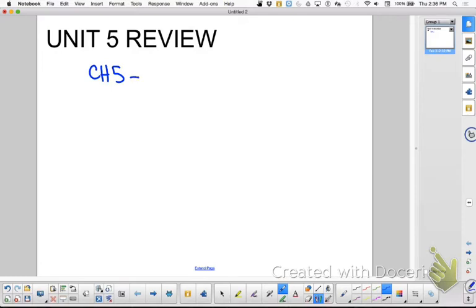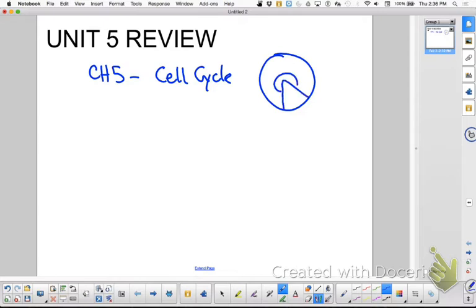Could you draw a cell cycle for me? Do you know how to do that? Here's my circle. Now what? G1, S, G2, what are those all part of? Interphase. Okay, so I would have this big piece of pie, and all of this would be interphase. And then interphase I could break into G1, S, and G2. Then this stage right here is the M stage.